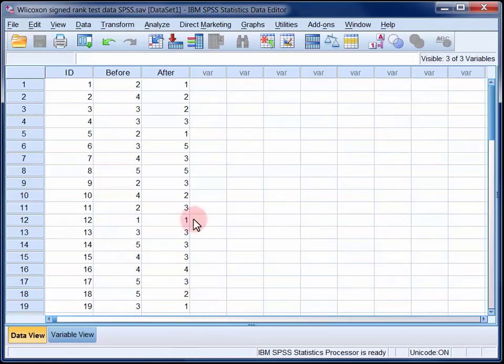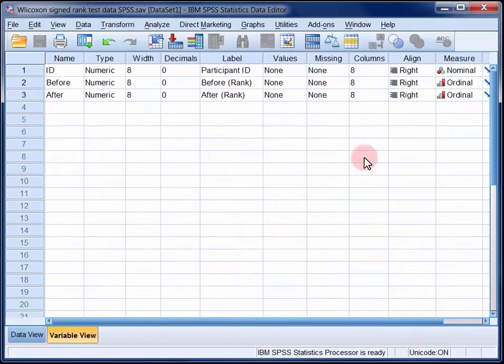So for example, you can see that participant number 1 ranked GM ingredients second before the lecture, but first after the lecture. Participant 6 ranked them third before the lecture, but then fifth after the lecture, and so on. And because we're working with ranked data here, the measure type has been set to ordinal in the variable view.